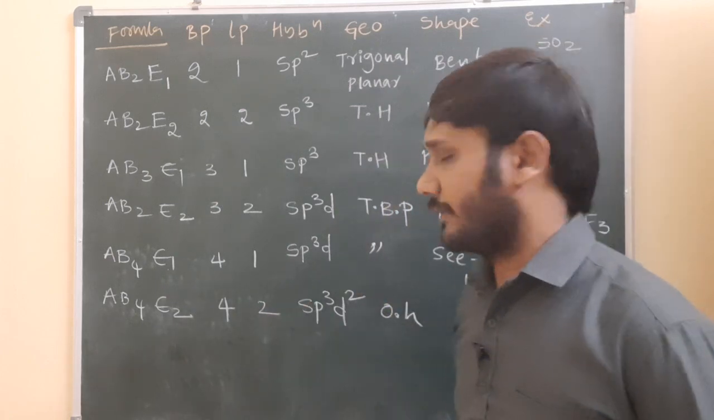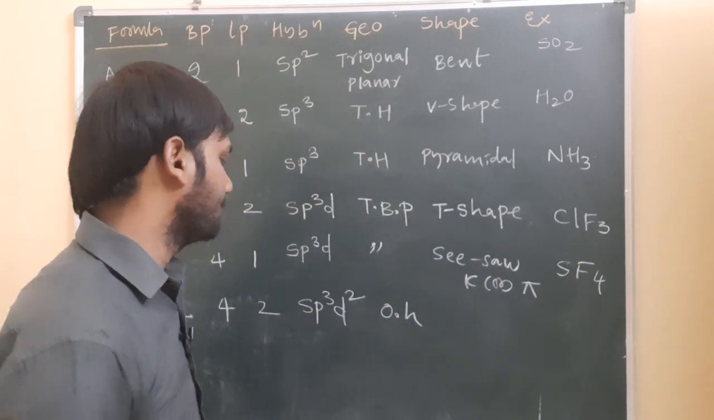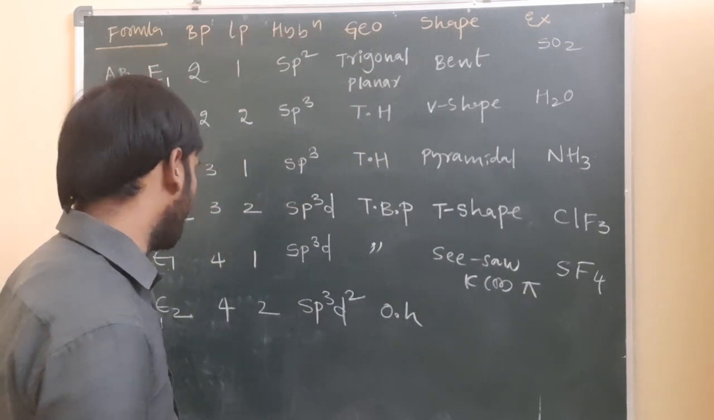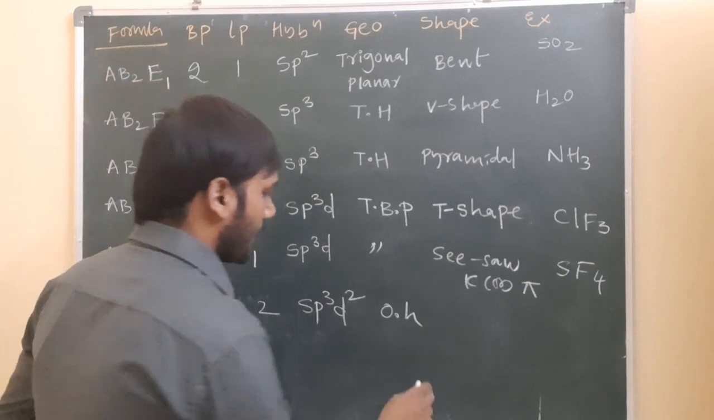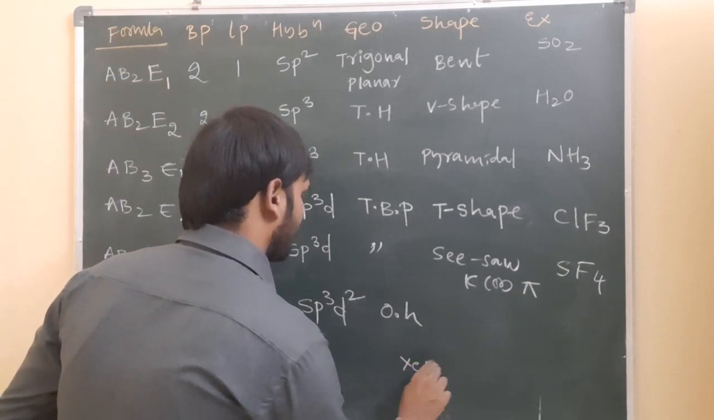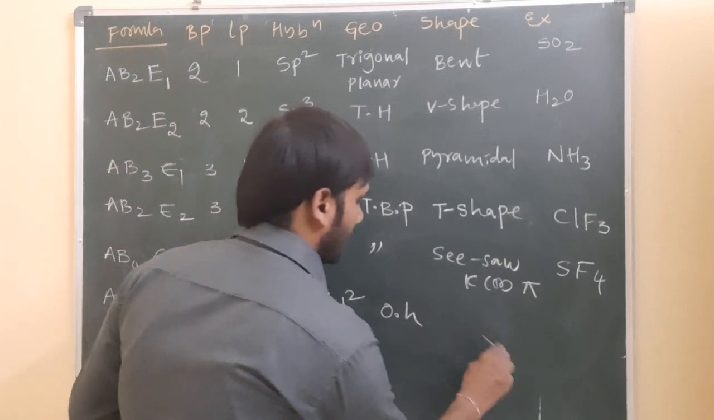But lone pairs are present. If lone pairs are present, the geometry and the shape of the molecule are not equal. Let us see what the shape of the molecule is. 4 bond pairs, 2 lone pairs. For example, I am taking xenon tetrafluoride. Let us see the structure of xenon tetrafluoride.